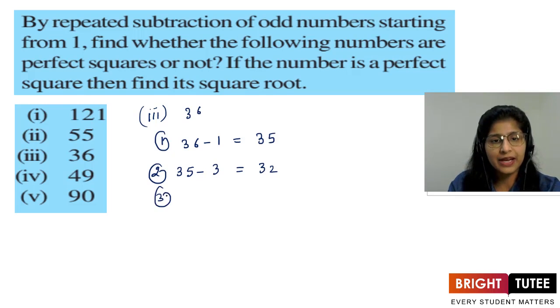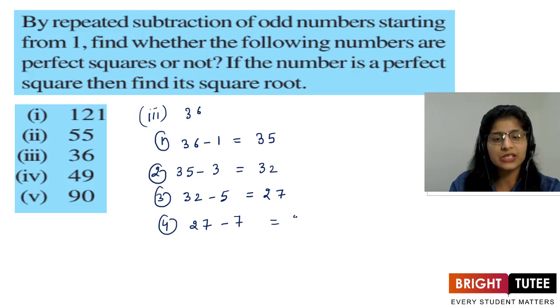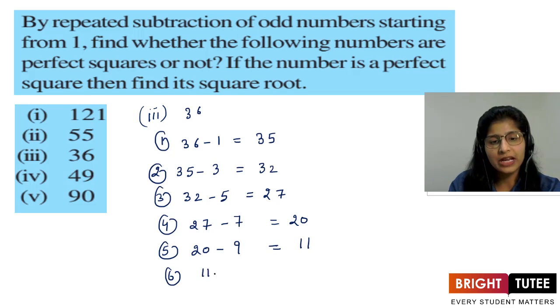The next step is, from 32, what we will subtract? We will subtract 5. If you subtract 5 from 32, we get 27. The fourth step is, from 27 we will subtract the next odd number, which is 7. So we get 20. The next step is, from 20 we will subtract 9. We get what? 11. The next step is, from 11, the next odd number after 9 is 11. So we get the answer as 0.